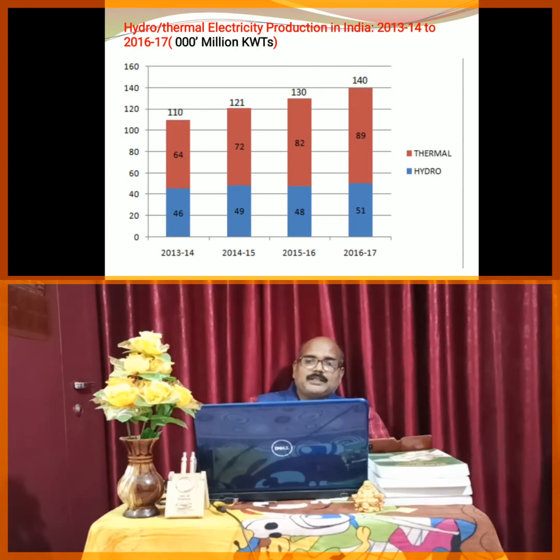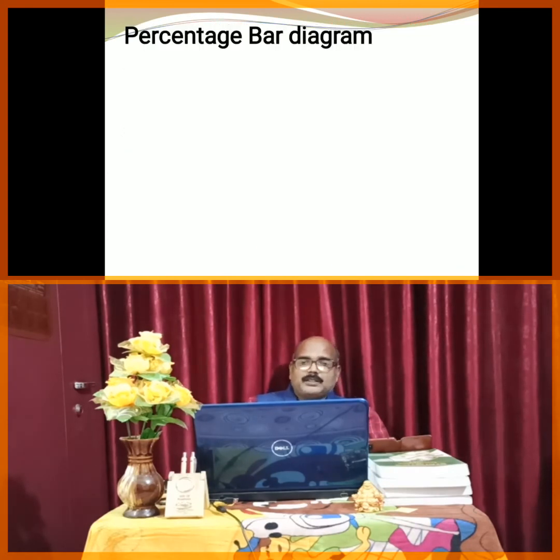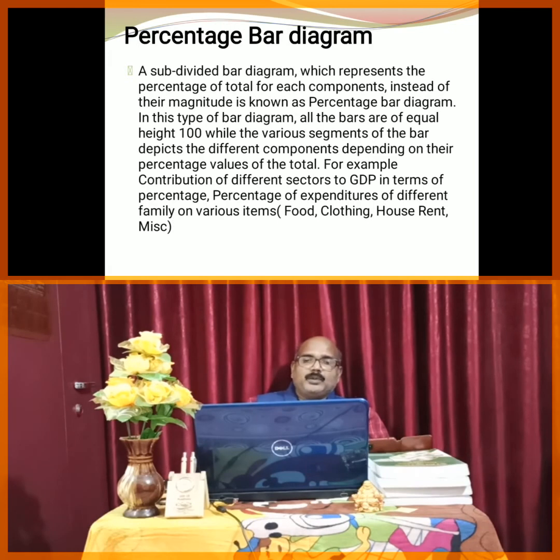Then come to the percentage bar diagram. In subdivided bar diagram we take the total value, but in percentage bar diagram the different values are first converted into percentages and then it is plotted or drawn. So in case of percentage bar diagram, all the bars are of equal height, that is 100.